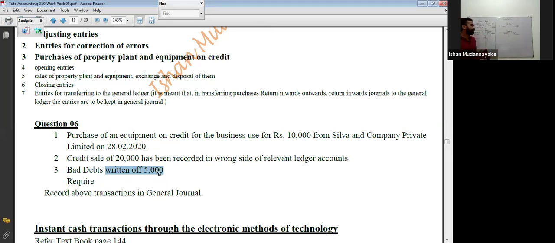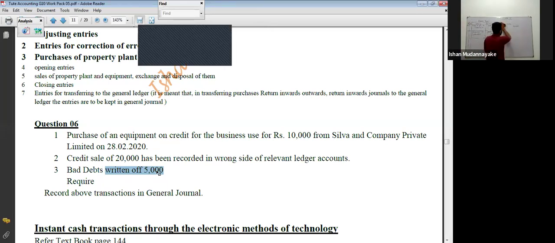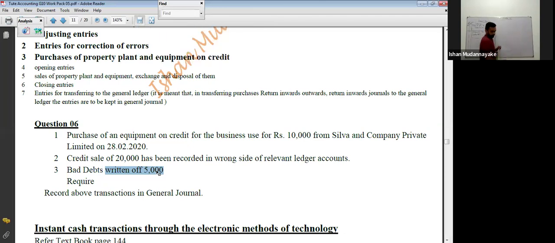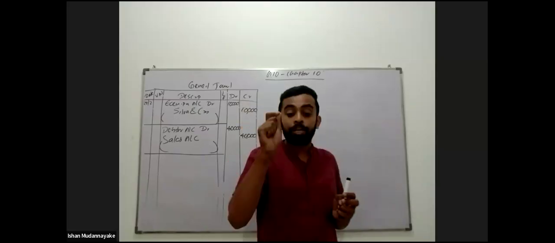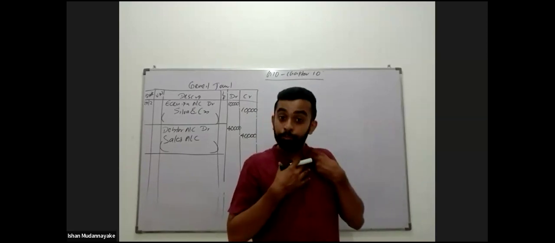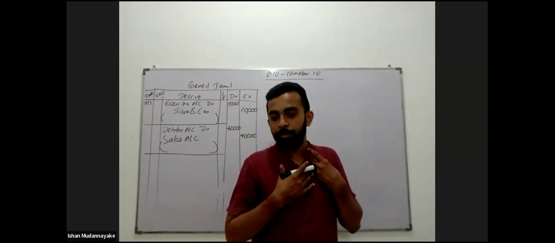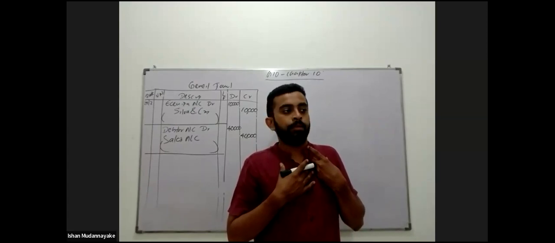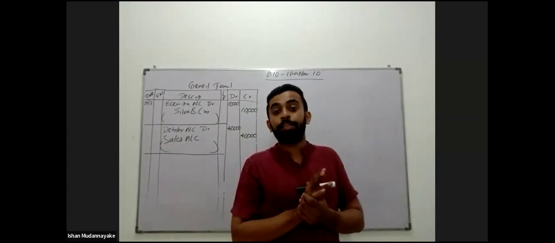Now bad debts written off 5,000. Now one of the adjusting entries. Bad debts written off 5,000. What do you mean by bad debts? Bad debts means unrecoverable balances from debtors. From debtors, we need to collect cash. But somehow, we are unable to collect 5,000 from debtors.